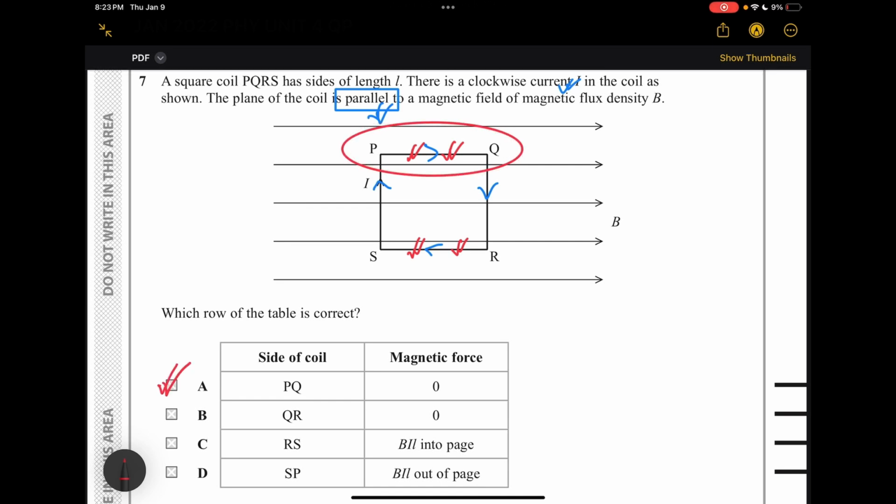So basically our answer will be A. Now you guys might have a question, why didn't I answer the other ones? So let's talk about this part. Here the current is upward. Here the current is upward.